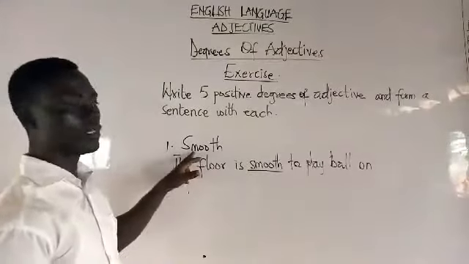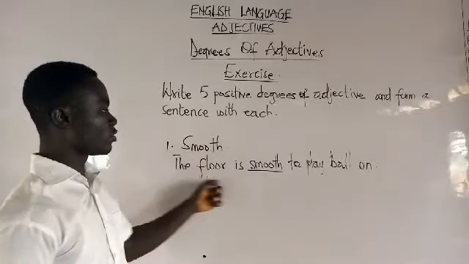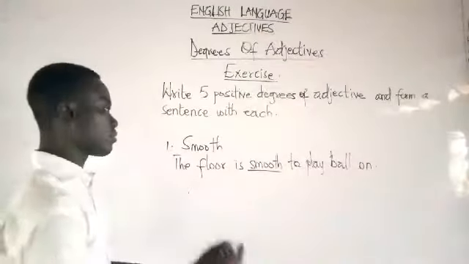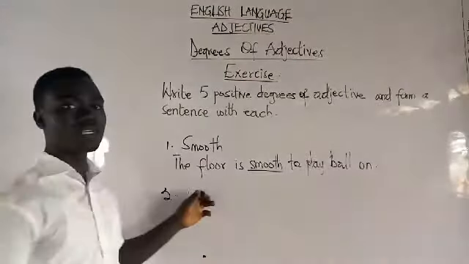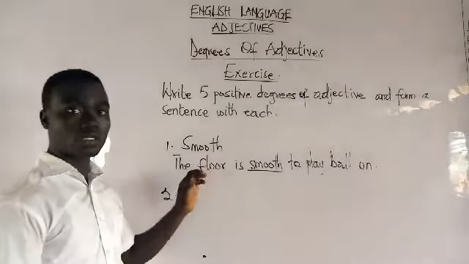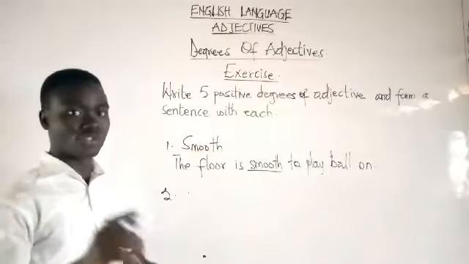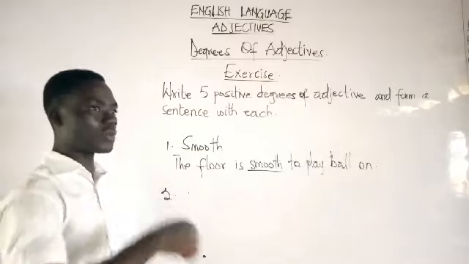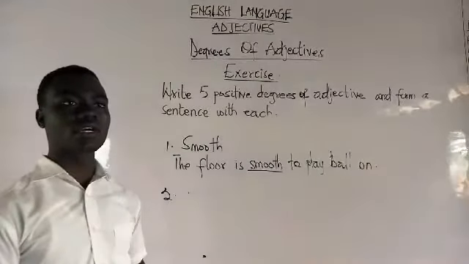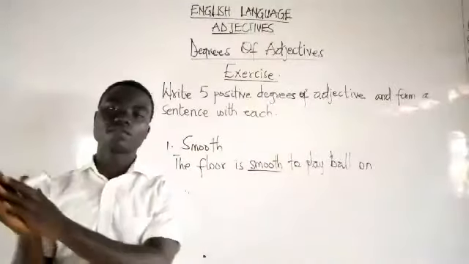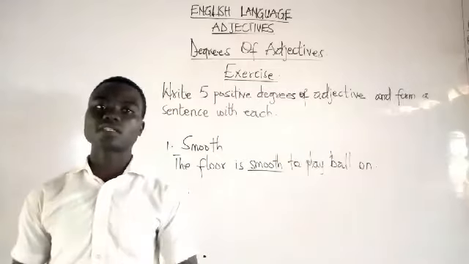So you write the positive degree, then you form a sentence with it. Then you come to number 2. You do the same. Please don't use what I've used. This is my example. Smooth. Do yours. Our next topic, in our next lesson, we talk about the comparative degree of adjective and the superlative degree of adjective. Thank you.